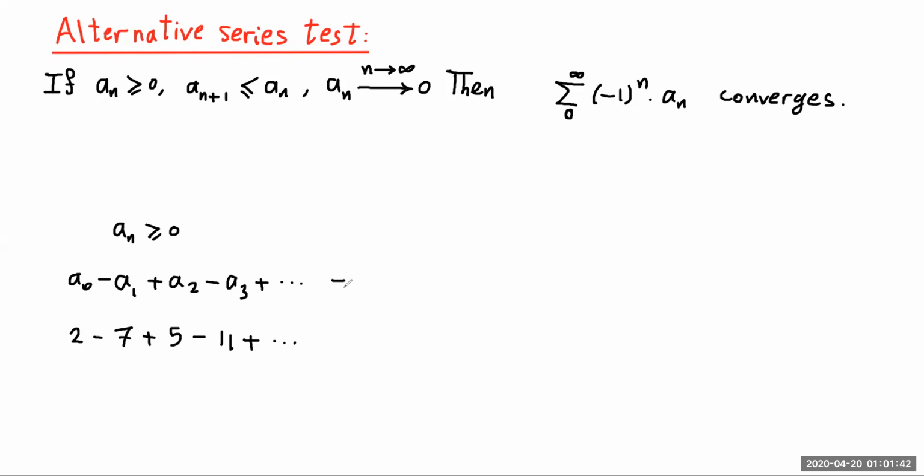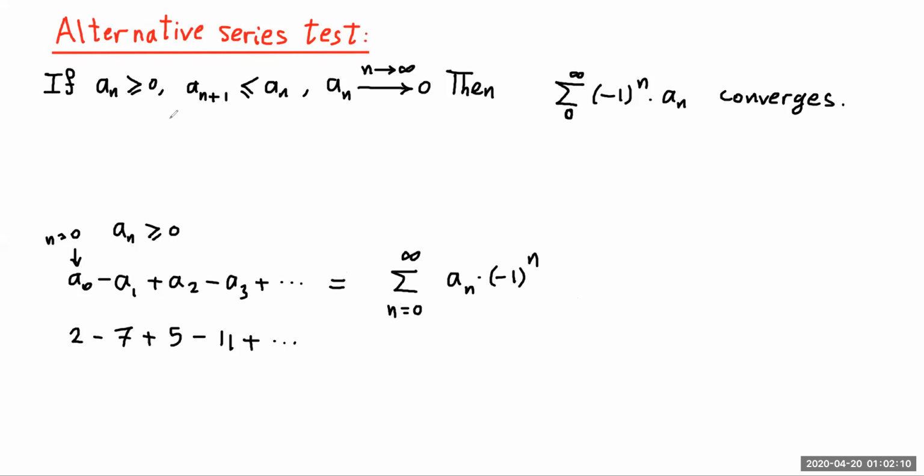So I can write this series as sigma an times minus 1 power n, from n equals 0 to infinity. If I put n equals 0, I will have this term, a0. If I put n equals 1, I will have minus a1, etc.